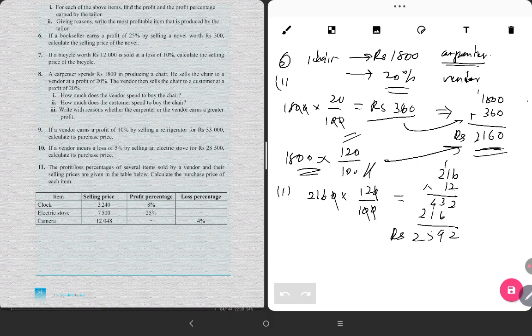Write the reasons whether the carpenter or the vendor earns a greater profit. Who earns the greater profit? It's an easy answer here.